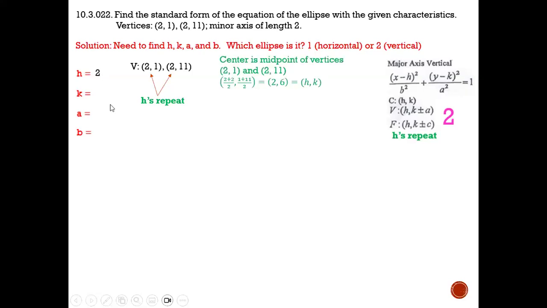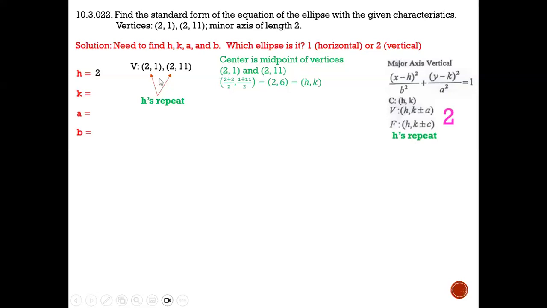We're going to help find the other values, and we're going to do that by looking at some of the other characteristics. So what do we know? The center is the midpoint of those vertices. So like we've done before, we have the 2 vertices, right? Midpoint. So you add the coordinates up and divide by 2. So I add my x's. 2 and 2 is 4. Divided by 2 is 2. Add my y's. 1 and 11 is 12. Divided by 2 is 6.